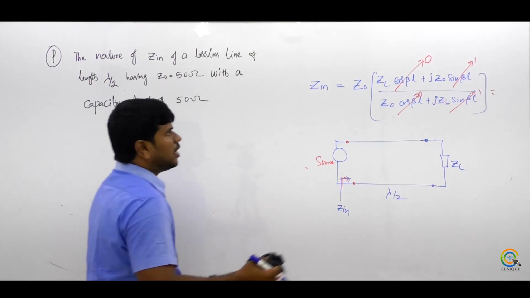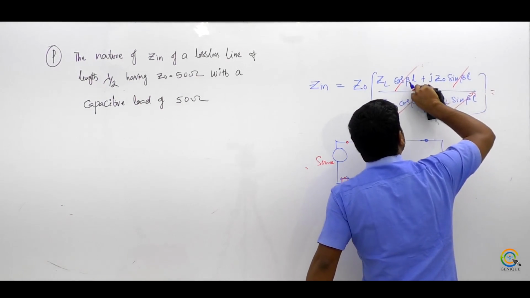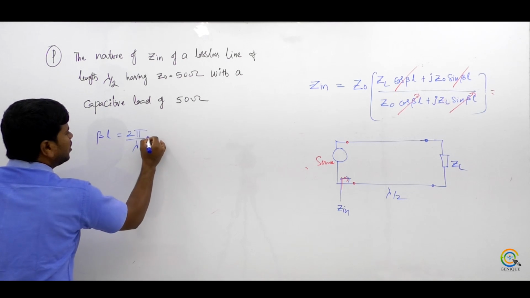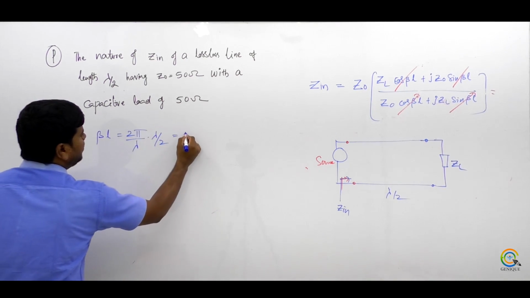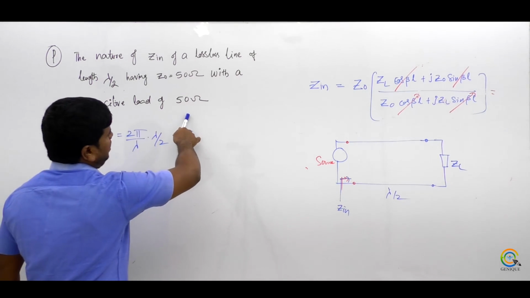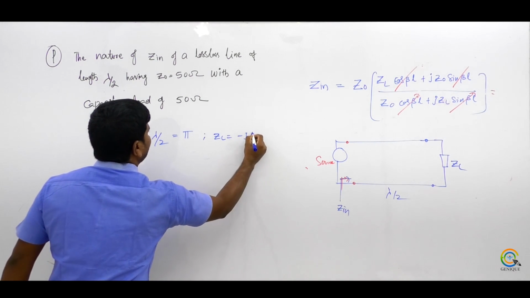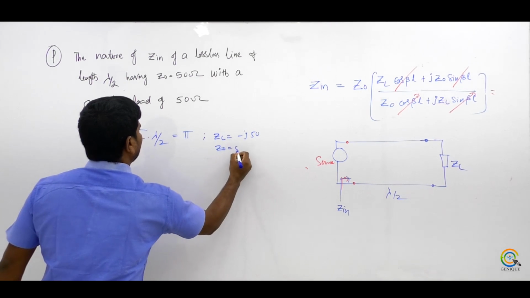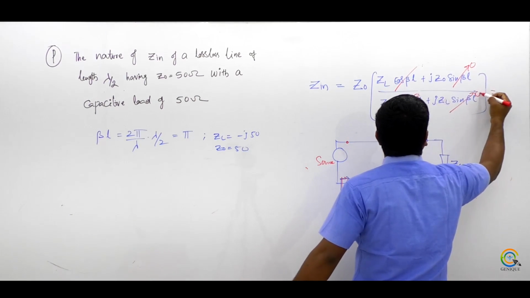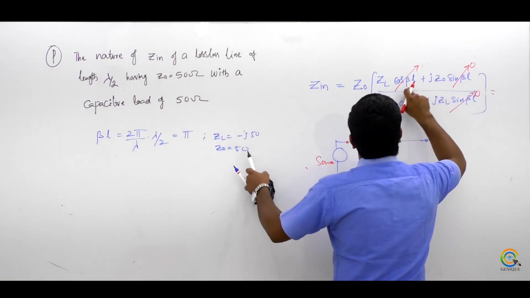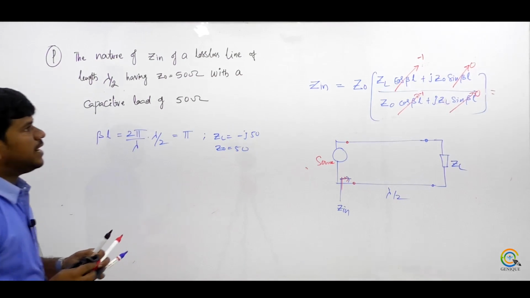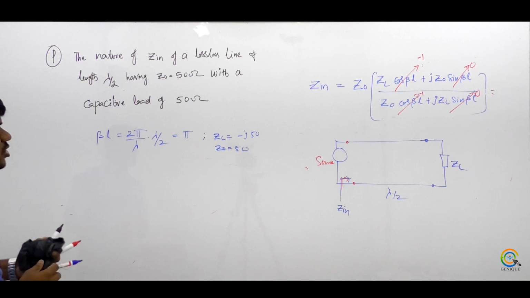This would be the same expression for Zin. Now you have to concentrate on beta L. What is beta L? This is 2 pi by lambda into L. L is lambda by 2 as given, so beta L is pi. And ZL is given as minus j50, Z0 is 50. Now observe this: if beta L is pi, then sin beta L would be 0, and cos pi is minus 1, so cos beta L is minus 1.